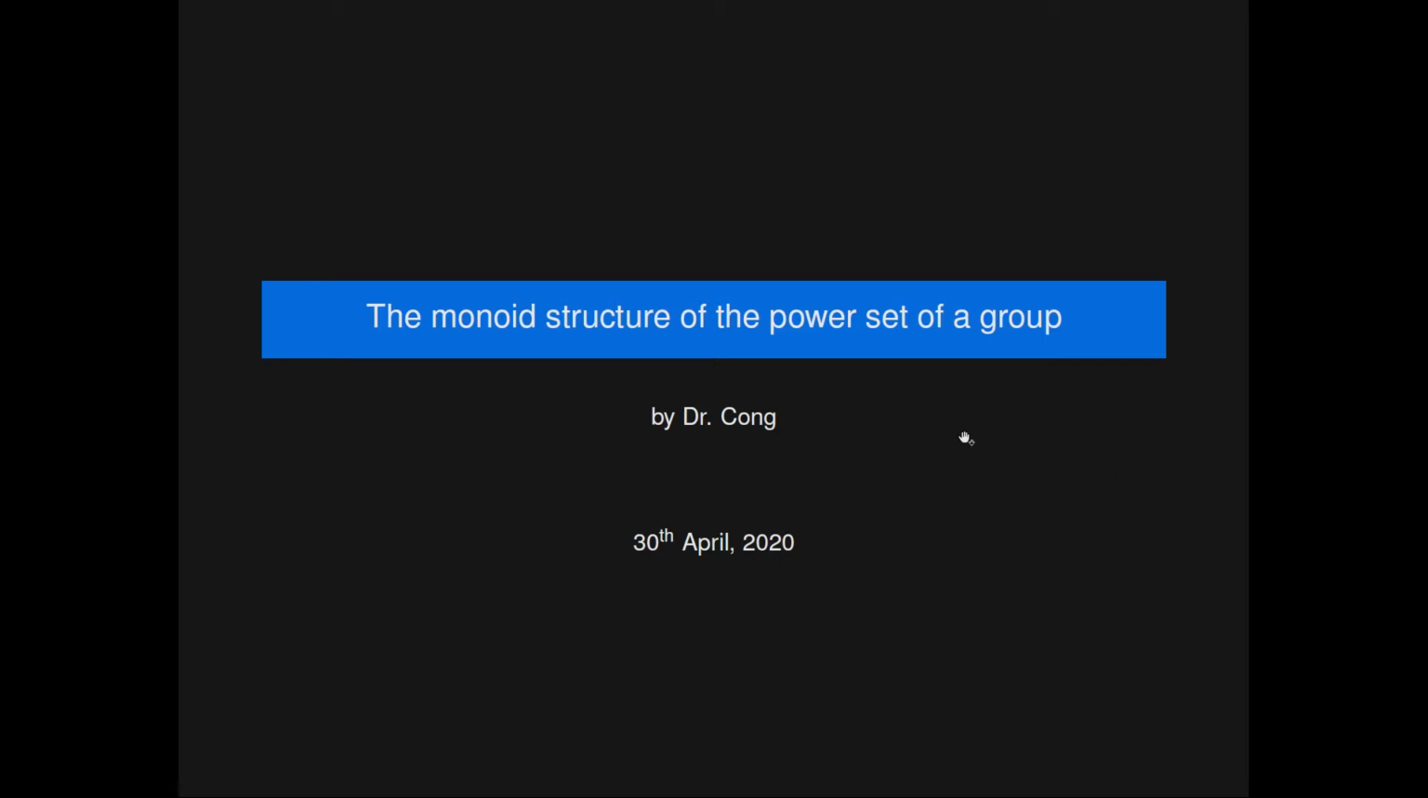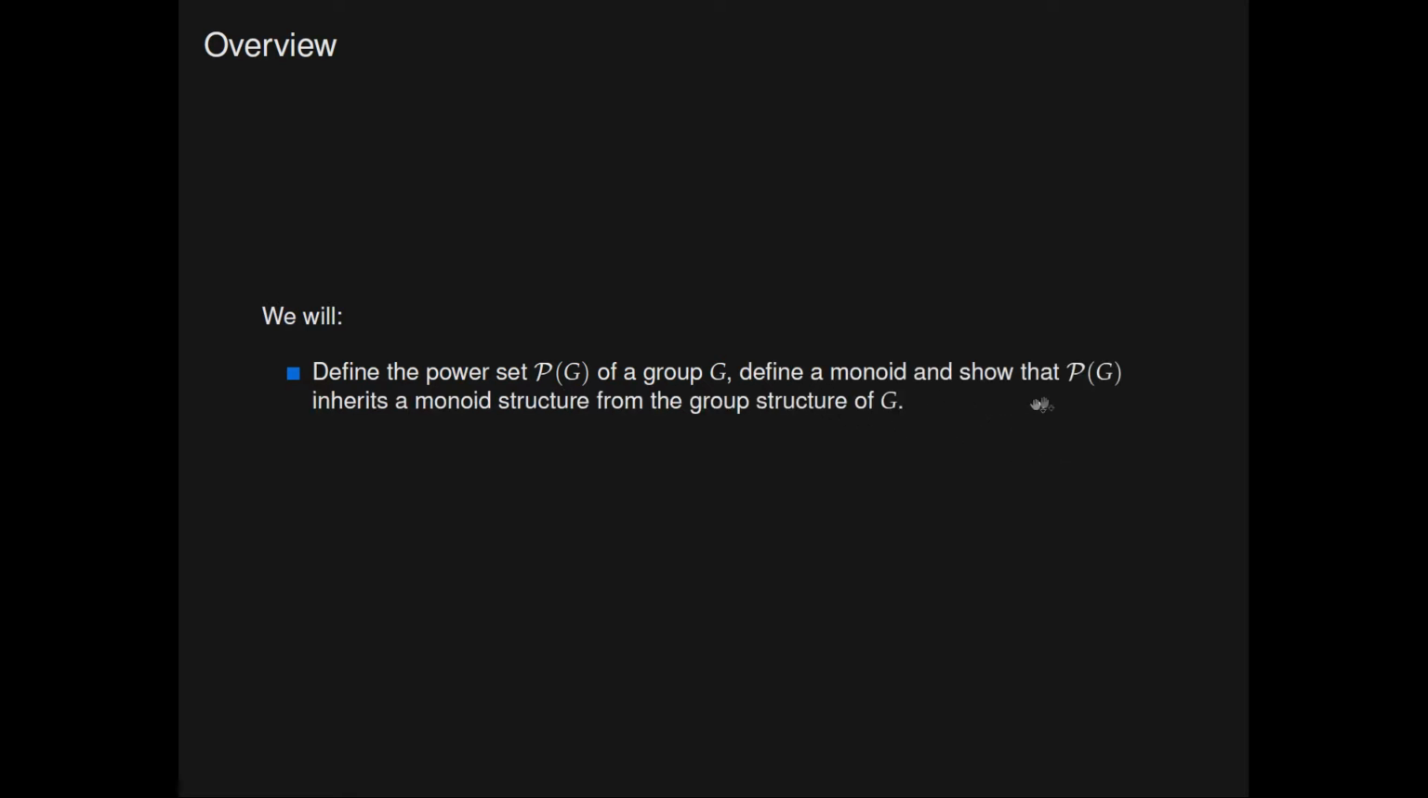Welcome to this presentation on the monoid structure of the power set of a group. In this presentation, we will define the power set of a group G, define a monoid, and show that the power set of a group G naturally inherits a monoid structure from the group structure of G. This will be the content of part 1.